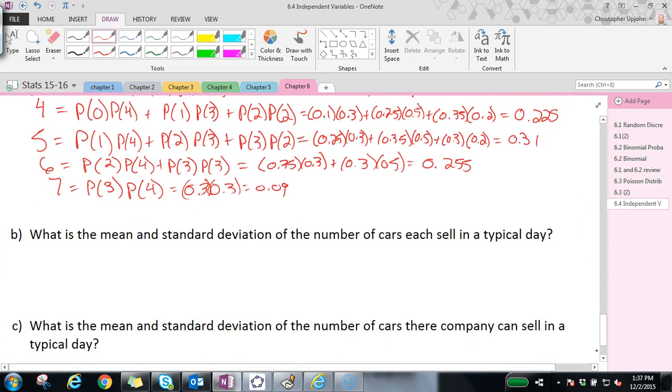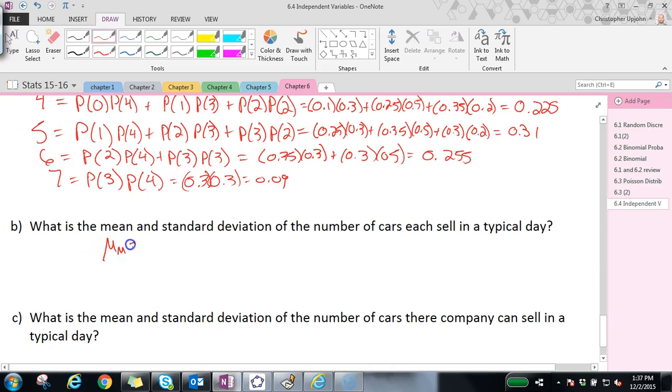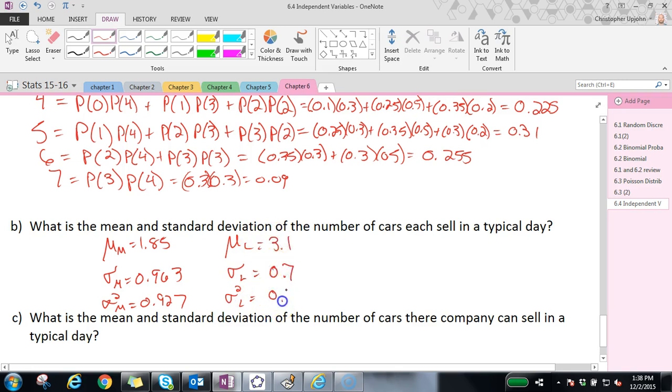Now, what is the mean and standard deviation of the number of cars each sells in a typical day? Well, we put that in the computer or the calculator, just like we did in the warm-up. So, mu of Mario is 5. Mario's standard deviation is 3, and we square that for his variance. Same for Luigi. His mean is 3.1, 0.7 is the standard deviation, 0.9. Just use the calculator or the computer the same way.